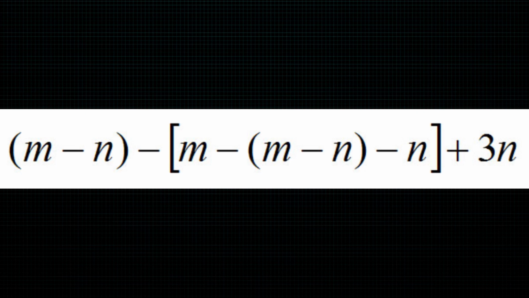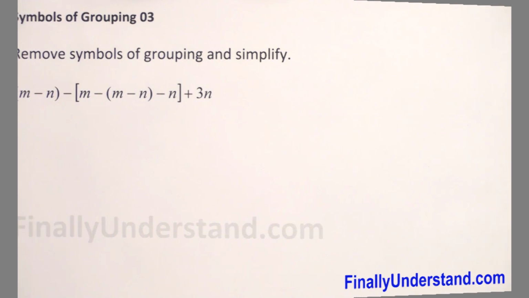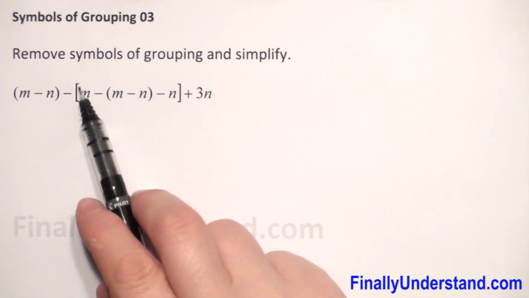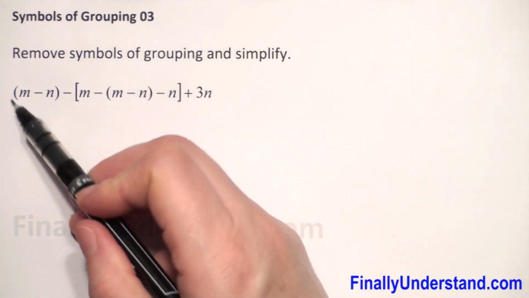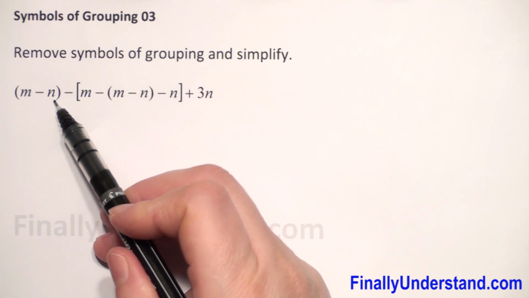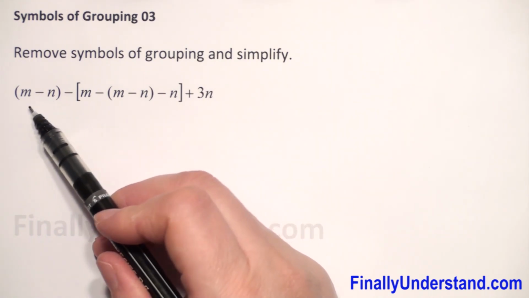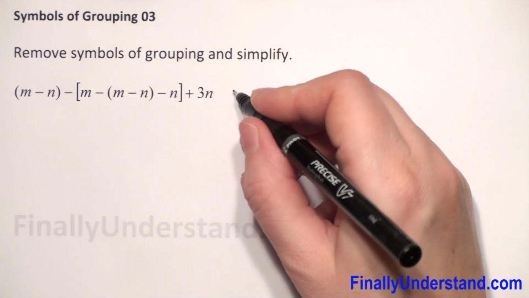We have to remove symbols of grouping and simplify. In this example, we have parentheses and we have brackets. So first we have to check what we can do in the parentheses. We have m minus n, different terms. We cannot do anything, so we have to rewrite them.